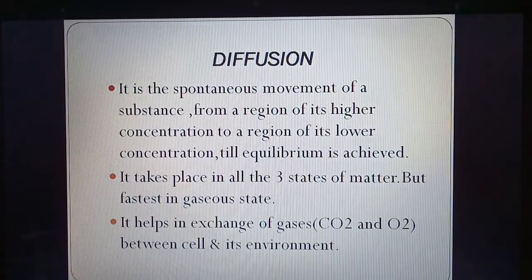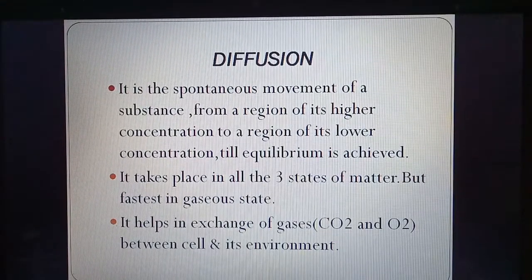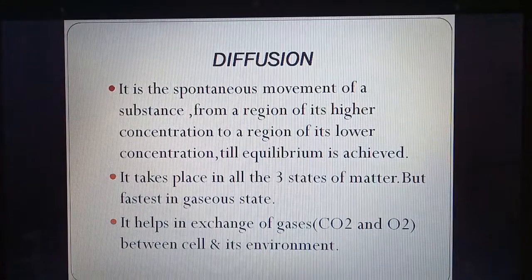Now it takes place in all the three states of matter. We know that solid, liquid and gas. But it is fastest in gaseous state because gas molecules do not have more attraction between the molecules. This process helps in exchange of carbon dioxide and oxygen between cell and environment.